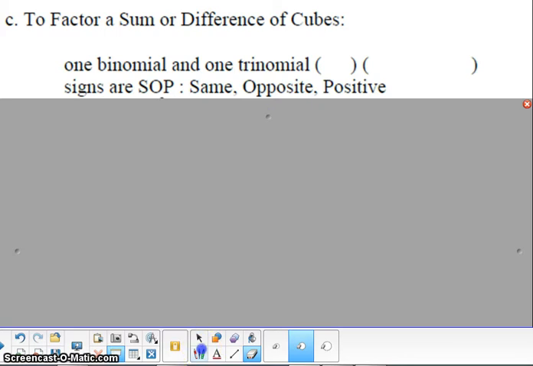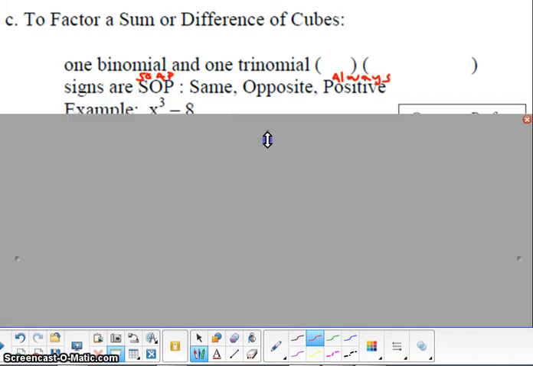Now, you may have already referred to SOAP. Just remember SOAP, because the last one is always positive. So that is where the A is coming from. So maybe you've learned it as SOP also. But the signs will be the same as the original, opposite of the original, and always positive. And I'll show you what that means.